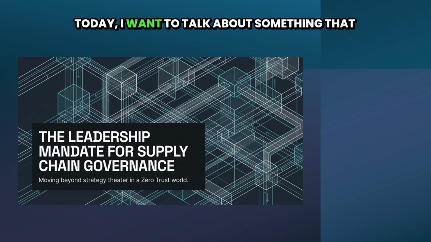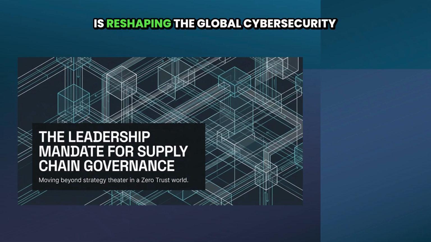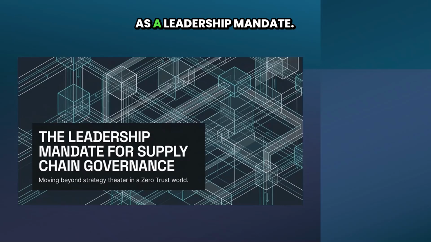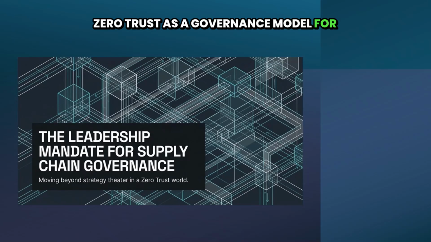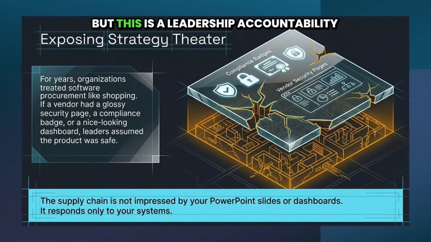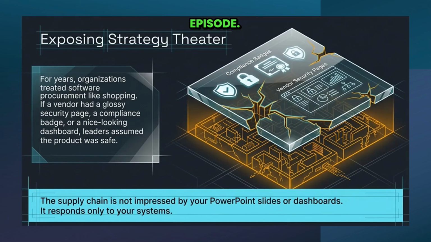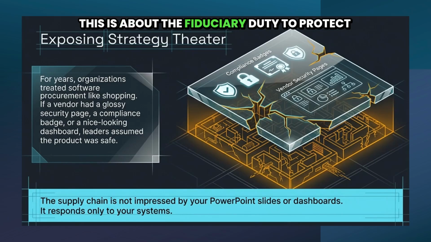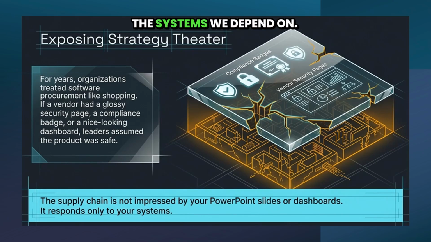Today, I want to talk about something that is reshaping the global cybersecurity landscape, not as a technical trend, but as a leadership mandate. Zero trust as a governance model for securing the software supply chain. This is not just a cybersecurity episode, but this is a leadership accountability episode. This is about the fiduciary duty to protect the systems we depend on, the people we serve, and the future we are building. Let's get into it.